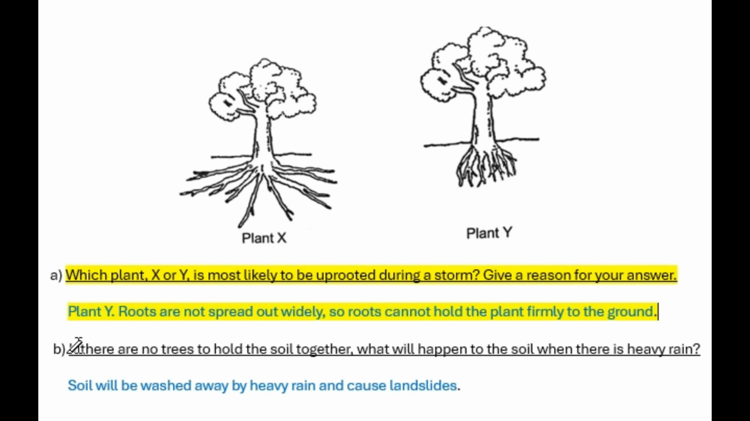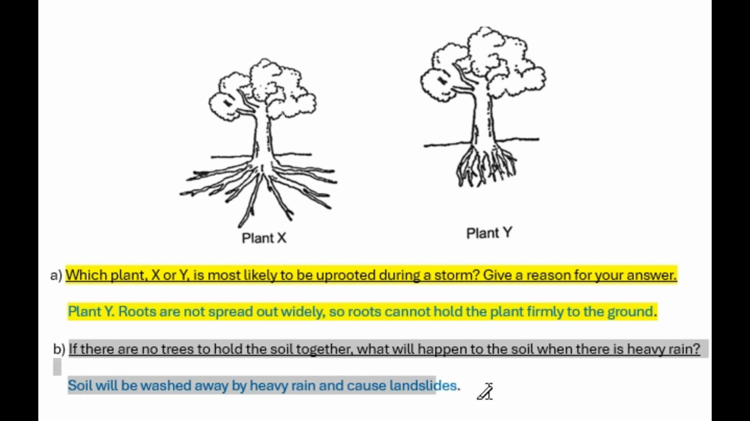B. If there are no trees to hold the soil together, what will happen to the soil when there is heavy rain? Soil will be washed away by heavy rain and cause landslides.